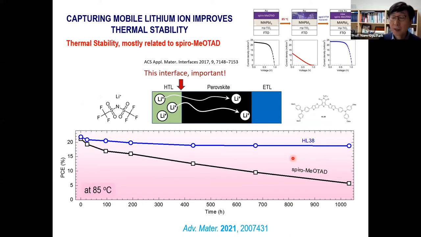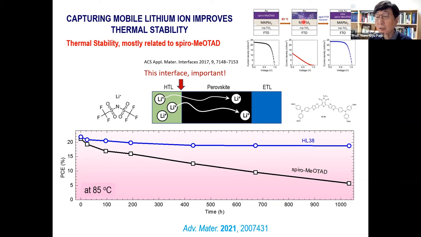And thermal stability, especially at 85 degrees C, is very important. For instance, if you make the normal structure with the mesoporous titanium oxide, MAPbI3 and spiro, and then the IV curve looks like it is working normally. Once you expose this device at 85 degrees C for some time, the performance is significantly degraded, almost dead. And this is probably due to the spiro compound, the spiro layer.